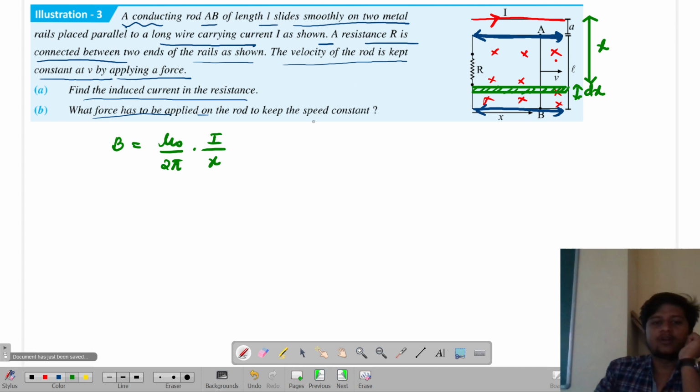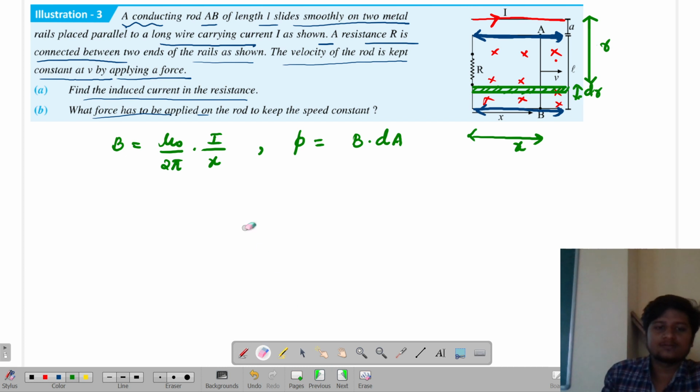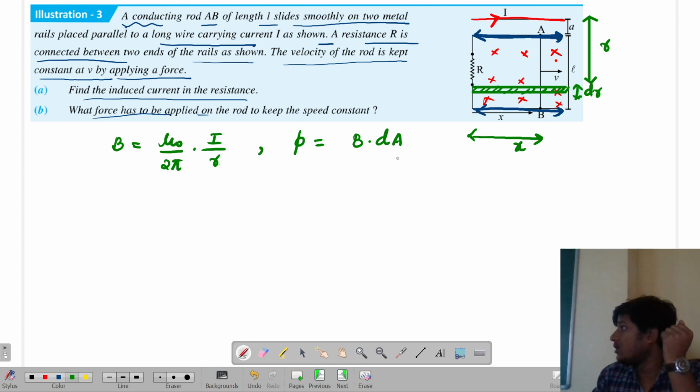Can you calculate the particular flux over here? Flux is B dot dA. Now, what is this length? This length is X given over here. We'll have to consider it to be a different variable. Let us consider it to be R, and this is dr and this is R. Now phi is equal to what? B dot dA.